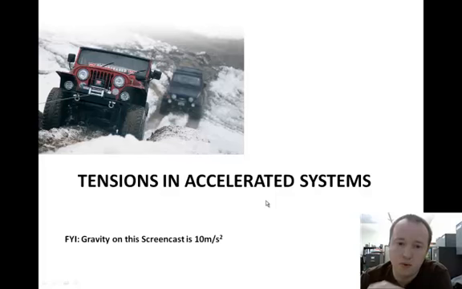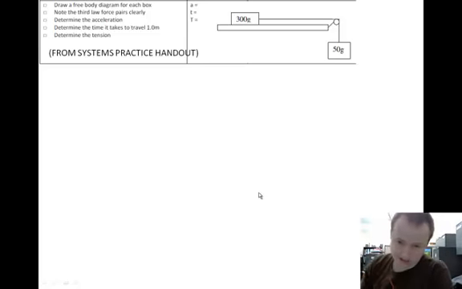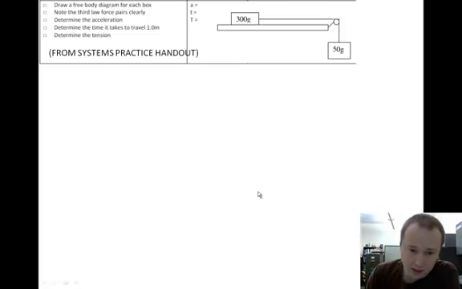So if we think about this Jeep, it has a certain tension in its rope, but when it's being accelerated, either way, up or down that hill, things change. And if you think about that cable, if I try to accelerate it up the hill, that tension is going to change. So this was taken from a handout, the systems practice handout. If we did that this year, you're in. If we didn't, sorry. It's a wonderful handout. But here is a quite excellent problem.